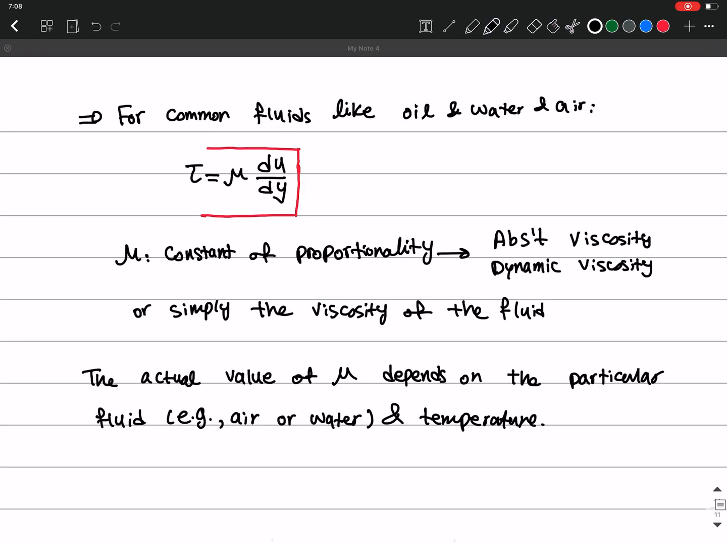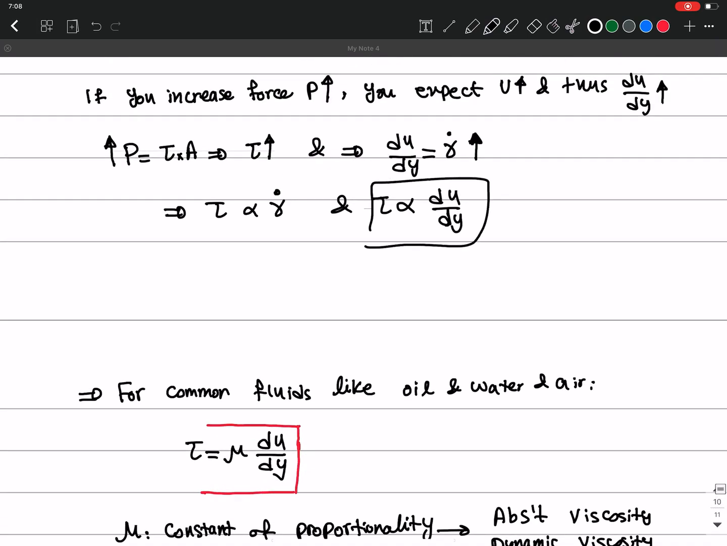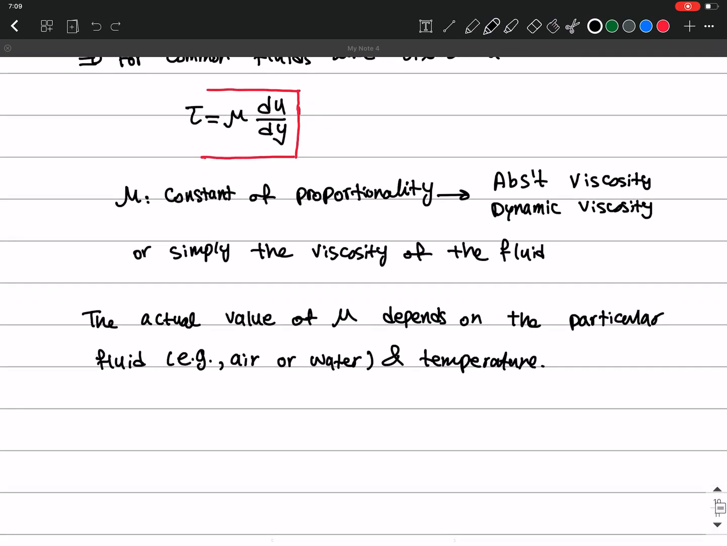So let me summarize the whole thing by defining this type of fluids where we have a linear relation. If you have this kind of shape where you have a linear relation between your velocity gradient and tau, or the shearing stress, then this type of fluids like oil, water, air, these are all called Newtonian fluids. We also have fluids that don't have a linear relationship. They have a nonlinear relation between velocity gradient du over dy and tau, and those are called non-Newtonian fluids. So let me just define these.